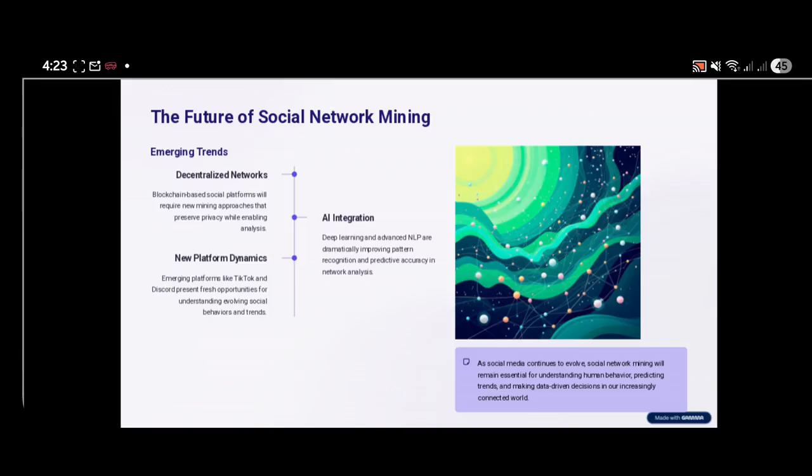And of course, AI integration. Advanced deep learning and natural language processing, NLP, are dramatically improving our ability to recognize complex patterns and make more accurate predictions from all this data.